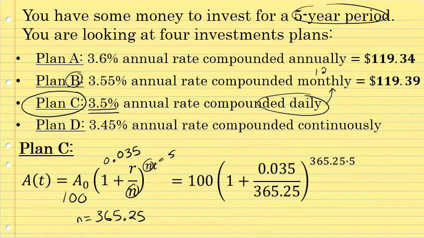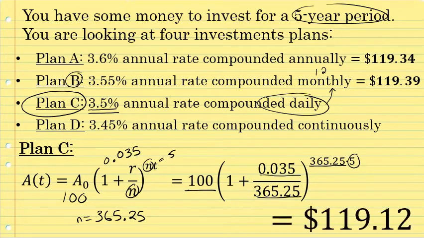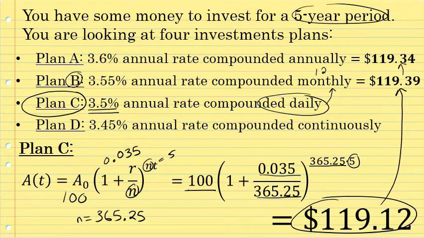Substituting these values into the formula, a sub 0 is 100 times the quantity of 1 plus the rate 0.035 over the number of times it's compounded each year, 365.25, to the power of that same number n times t, 5 years. Evaluating this expression results in $119.12. So this is a little less than Plan B and even less than Plan A.